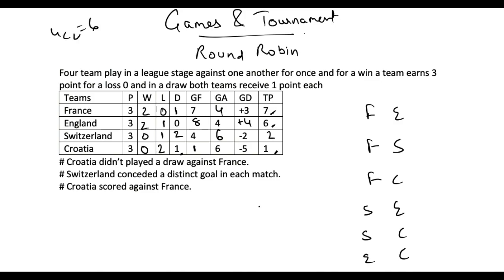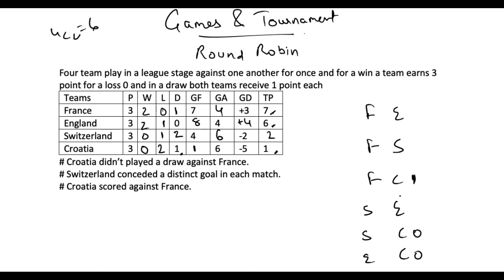Now we have to find which team has scored against which team with how many goals. Now the third statement says that Croatia scored against France. Croatia has had only 1 goal and it has scored against France. That means the other 2 games will be 0-0. That means in one match it has scored 1 goal against France, and in the other 2 games it will be scoring 0 goals.